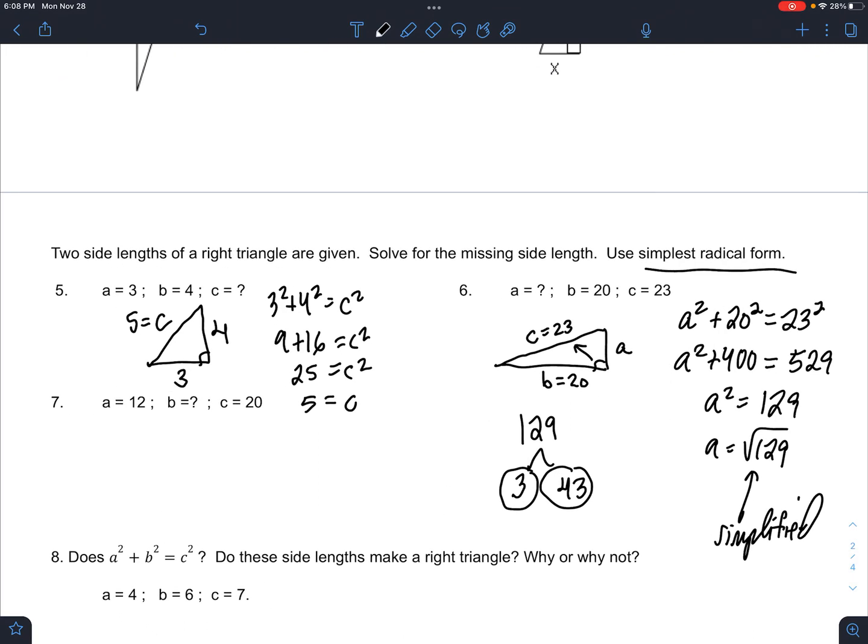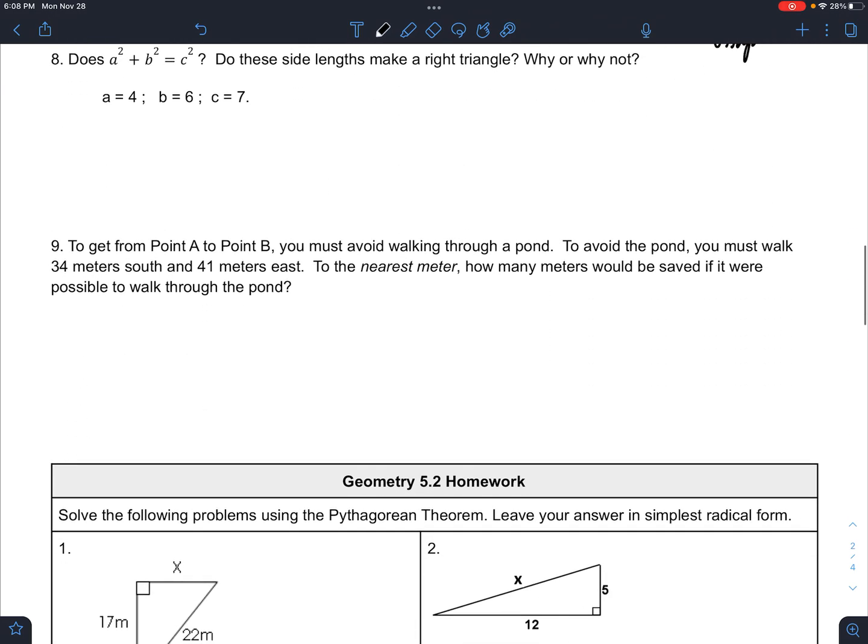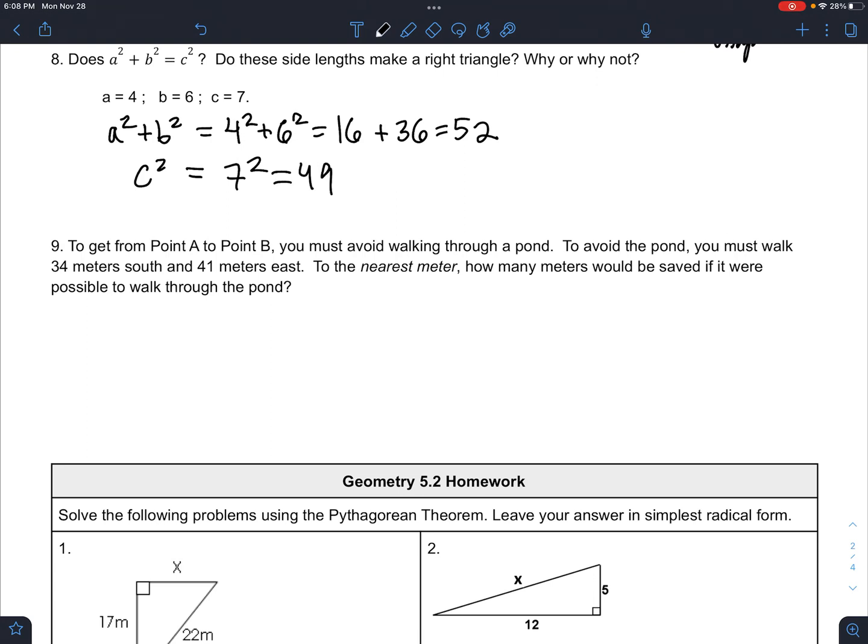Okay. So go ahead and try 7. You should get 16 after doing that. Okay. Does a squared plus b squared equal c squared? Well, a squared plus b squared, the left side, is equal to 4 squared plus 6 squared. 4 times 4 is 16. 6 times 6 is 36. So that left side is going to be 52. The right side, c squared, is 7 squared, which is 49. Okay, so no, we do not have that a squared plus b squared equals c squared.